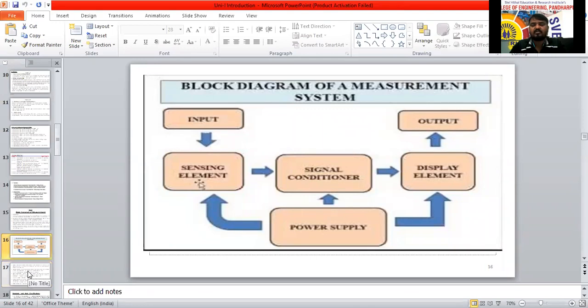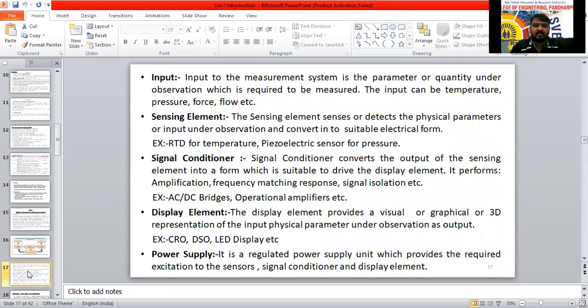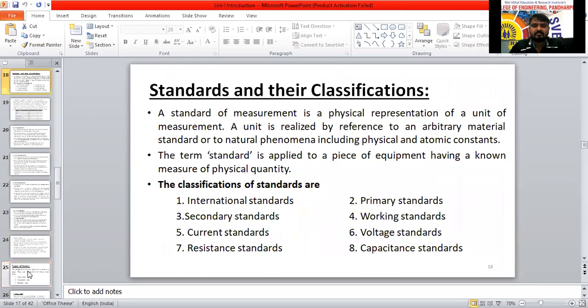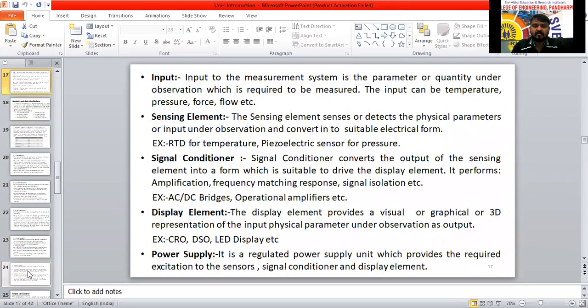Okay, this is the first concept of the first unit actually. The first concept was the introduction of the measuring system. If you don't have any doubts, then we will move to the next topic, that is called standards. Standards and their classifications. Any doubts here?